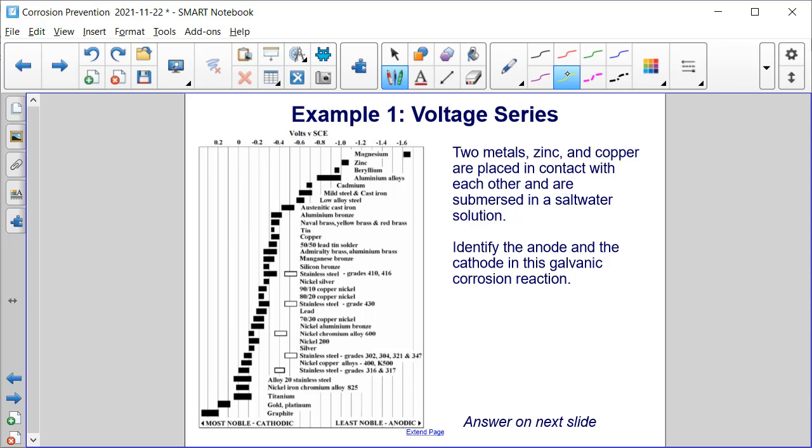So zinc and copper. So here's copper, and zinc is at the top. Here's zinc, okay? So the one that is further to the right is more anodic. The one that is further to the left is cathodic. So in this case, the zinc will be the anode and the copper will be the cathode.